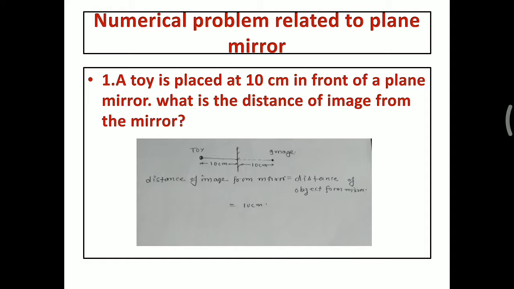So here a toy is placed at 10 centimeter in front of a plane mirror. So what is the distance of image from the mirror? That is also 10 centimeter from the mirror. So distance of image from a mirror equal to distance of object from the mirror. So the answer is 10 centimeter.